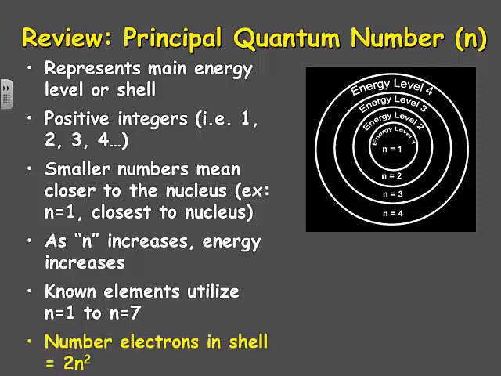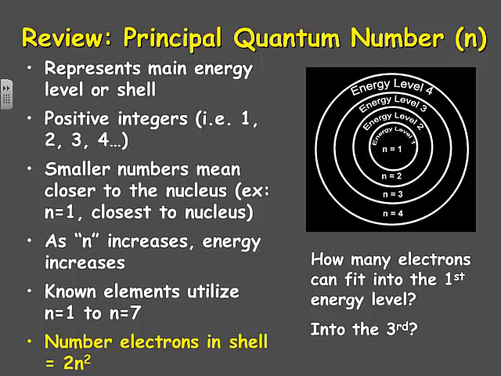The number of electrons in a particular shell or energy level can be found using the expression 2n², where n is the principal quantum number. So for, let's say, the third energy level, we'd square the 3, get 9, and multiply it by 2, so it can contain 18 electrons total at the third energy level.